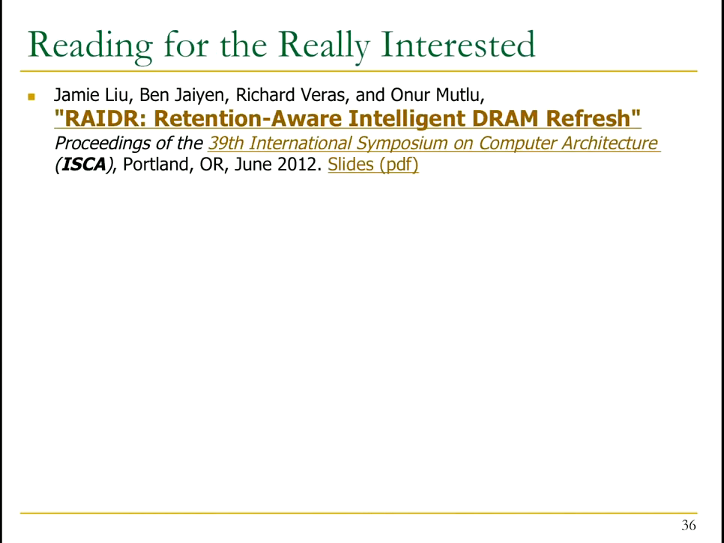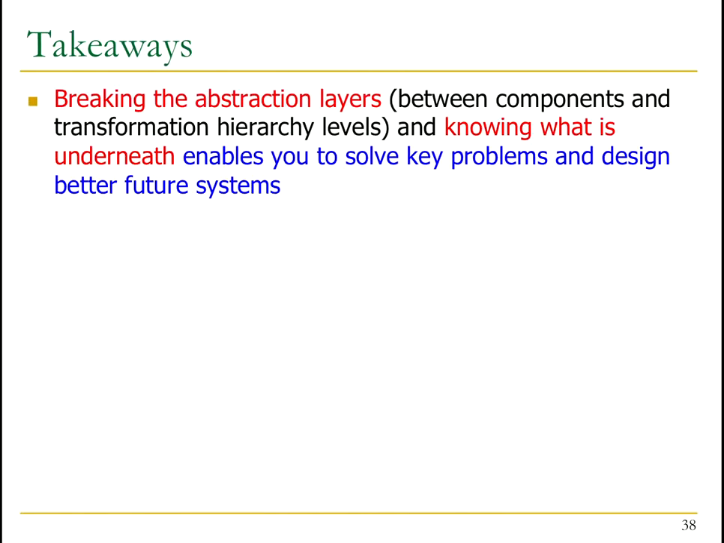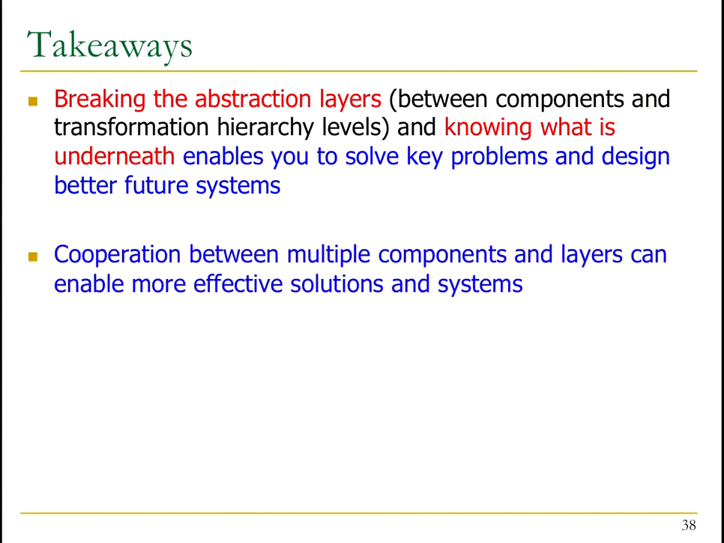Okay. So if you're really interested, there's more reading over here. Basically, the second takeaway, I'll finish with this: breaking the abstraction layers between components and transformation hierarchy levels. And again, knowing what's underneath, knowing the fact that cells have different data retention times, enables you to solve key problems and design better future systems. And I'll encourage you to think about that going forward.